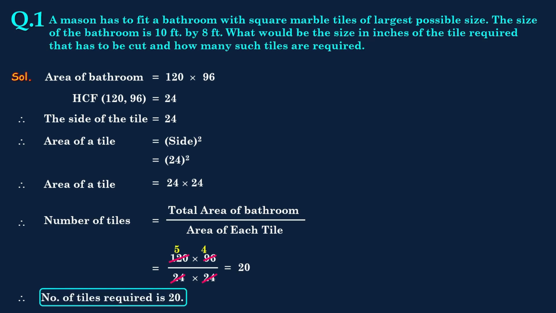Okay, so what will be the size in inches of the tile required? That is 24 into 24. Since they are not asking the area. If they are asking for the area, then it will be 24 into 24. But since they are asking for the size in inches of the tile, that means one side of the square tile. So that is only 24 inches. And the number of tiles required is 20.